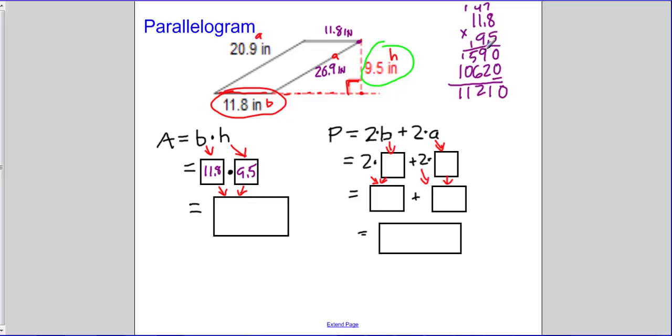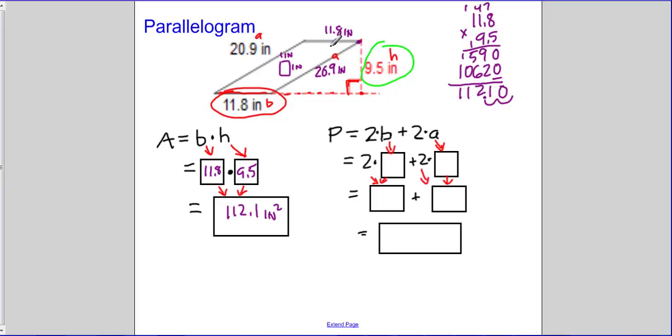And I get 1, 1, 2, 1, 0, but I have to move the decimal point 2 places in my answer to the left, so I have 112.10, 112.1, and that's square inches. So that means inside this parallelogram I could fit 112.1 squares that are 1 inch by 1 inch in dimension.